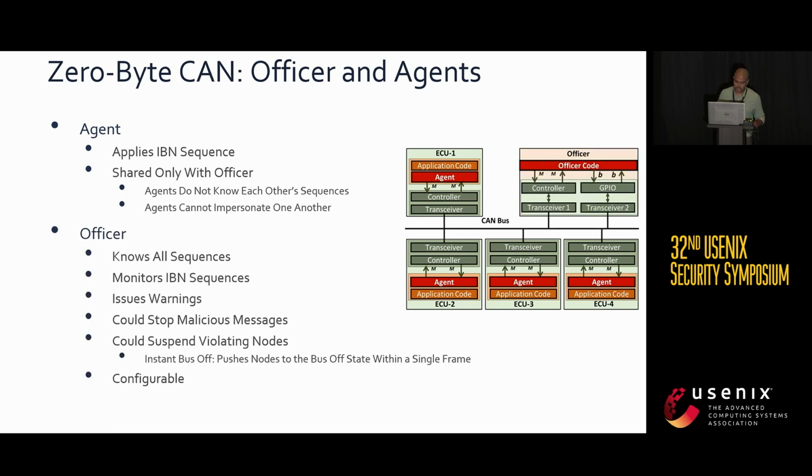The officer, on the other hand, is a trusted node, similar to what intrusion detection systems have. It knows all the secret IBN sequences of all the messages, and its role is to monitor the IBN value of every message on the bus. Notice that the officer has direct access to the bus through a GPIO port. This allows it to stop messages that are not following their sequence on the fly once they appear on the bus and before they're delivered to the receivers.